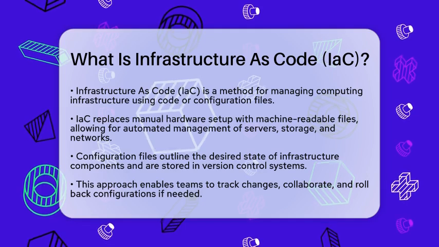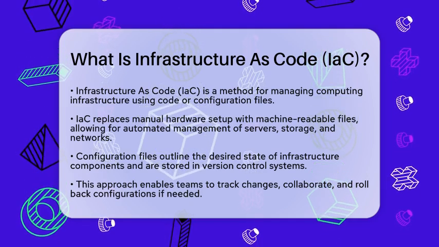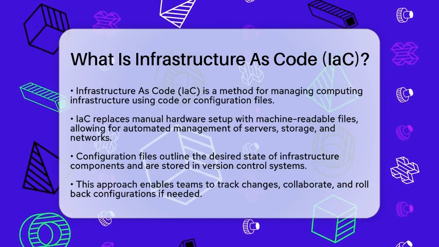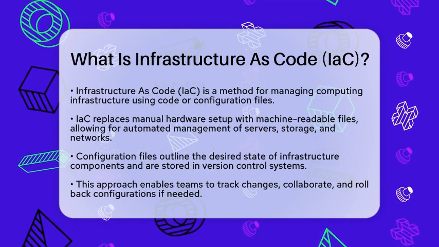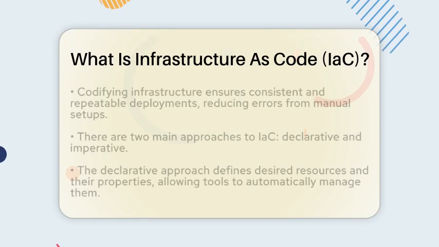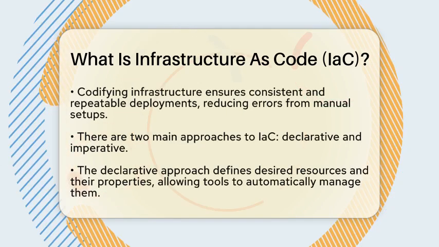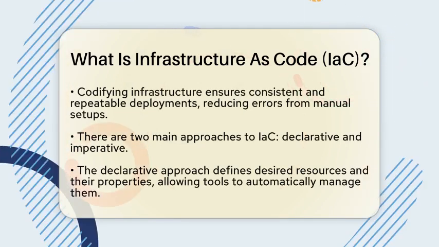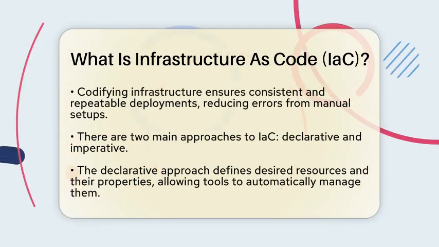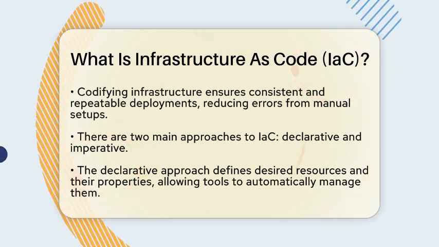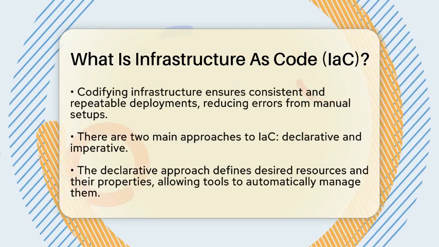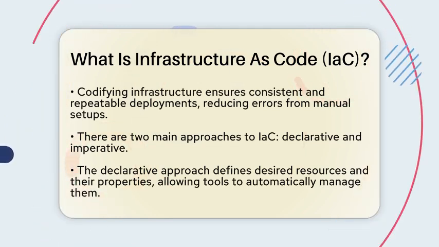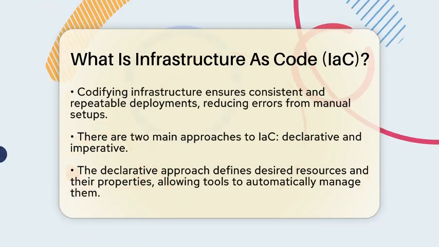At its core, infrastructure as code involves writing configuration files that outline the desired state of infrastructure components. These files are stored in version control systems, similar to how application source code is managed. This allows teams to track changes, collaborate, and roll back if necessary. By codifying infrastructure, it ensures that deployments are consistent and repeatable, which helps to reduce errors that can occur with manual configurations.